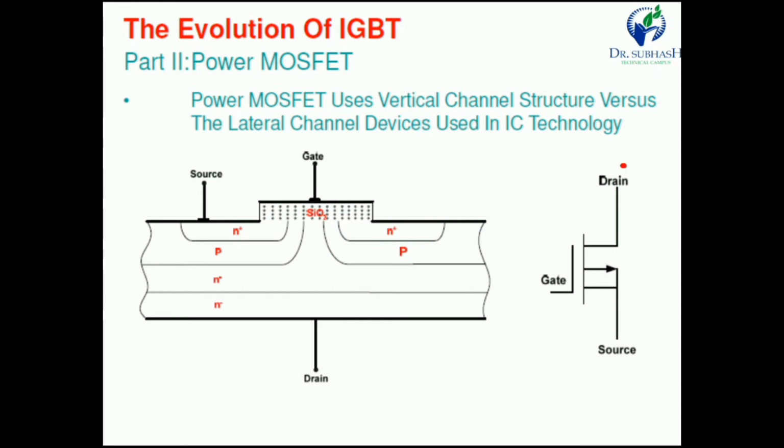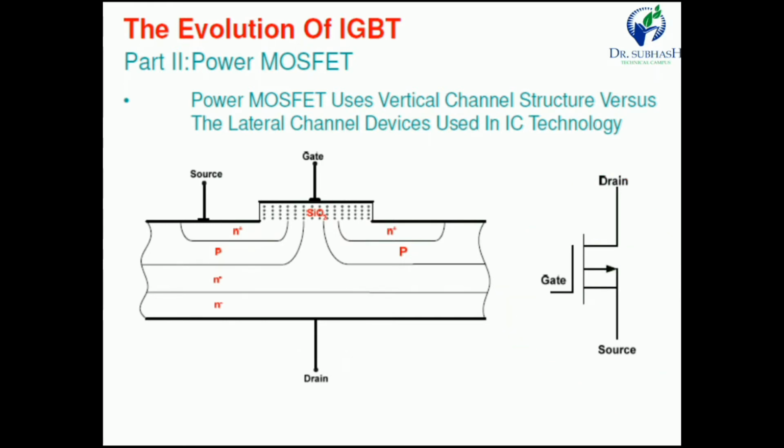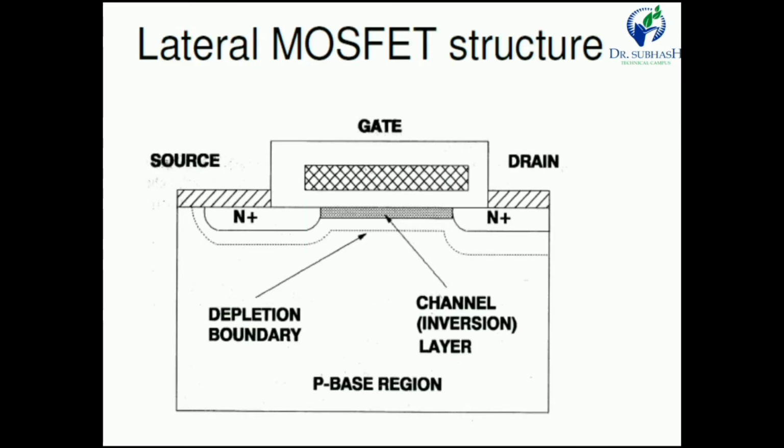Now this is the symbol. Here the arrow is outward, so it is an N-channel JFET. If the arrow is inward, then it is a P-channel JFET. The FET is one type of transistor, but the higher version of the FET is known as the MOSFET. From drain to source, according to the gate pulse or gate voltage, the current increases or decreases. So this is the structure of the MOSFET.